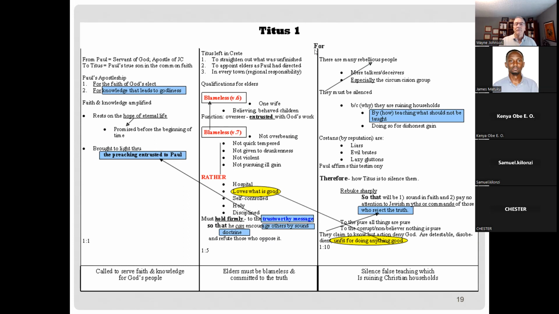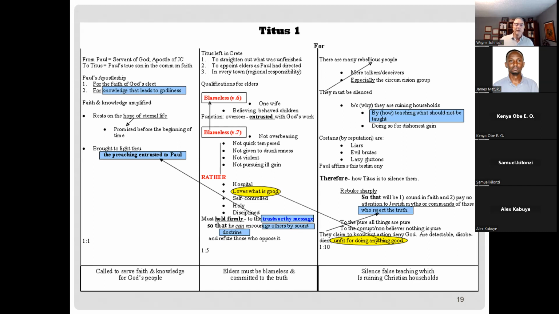For, or because. The reason these are needed is because we have a problem: rebellious people who are causing trouble in the church there on the island of Crete. So I just summarized this paragraph by saying, silence false teaching, which is ruining Christian households. Probably could be more concise and memorable. That really is a little bit long.